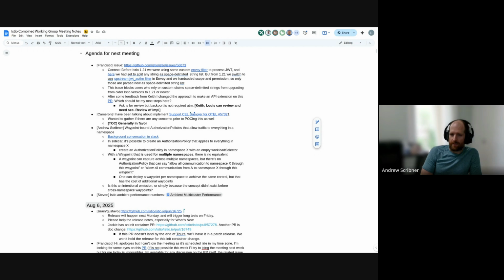Yeah, I guess in that case, then you'd say something like my namespace uses this waypoint, and then you could bind things to. I'm not sure.